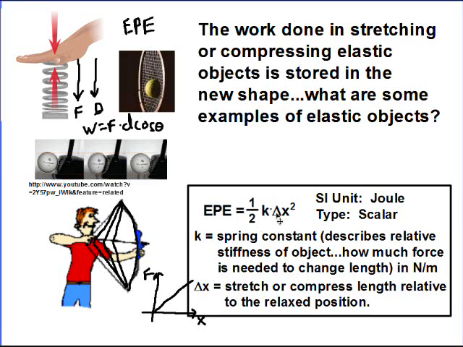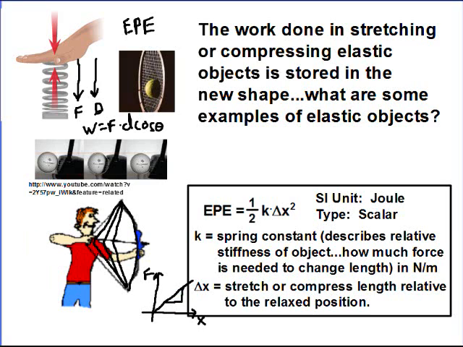Remember, GPE could be negative. Now, the spring constant k describes the relative stiffness of the object. The stiffer the spring, or the tighter those strings are here, or maybe how hard that golf ball is to compress, that's all related to that value of k. And it's really just the slope of this force versus displacement graph.